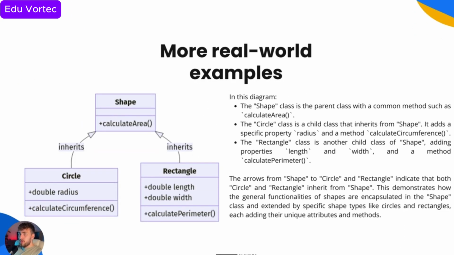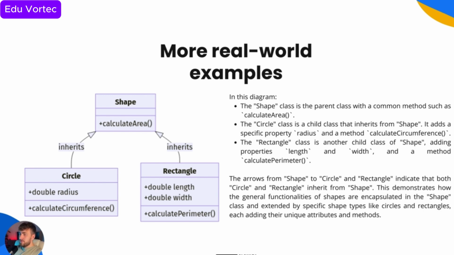Inheritance can also be used in the relationship between a shape class and specific types of shapes like circle and rectangle. The shape class could contain properties and methods that are common to all shapes, such as the ability to calculate the area. The circle and rectangle classes can then extend the shape class, inheriting its properties and methods, and adding any additional properties or methods that are specific to those types of shapes.